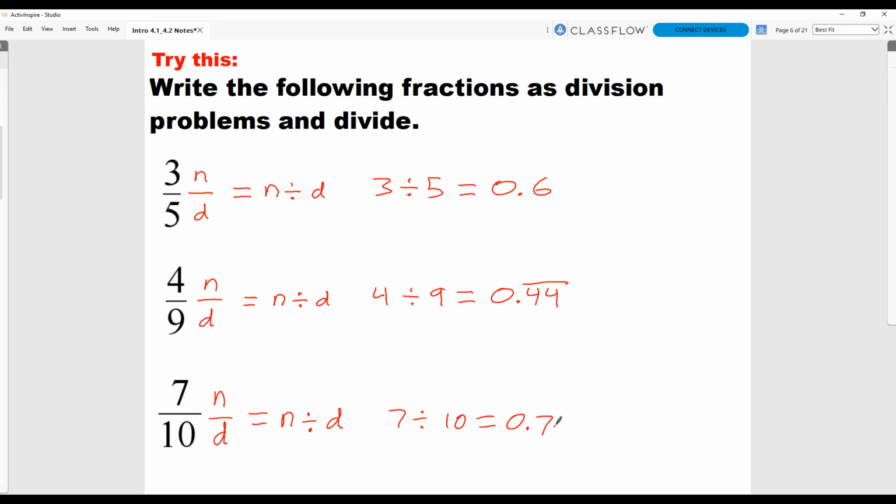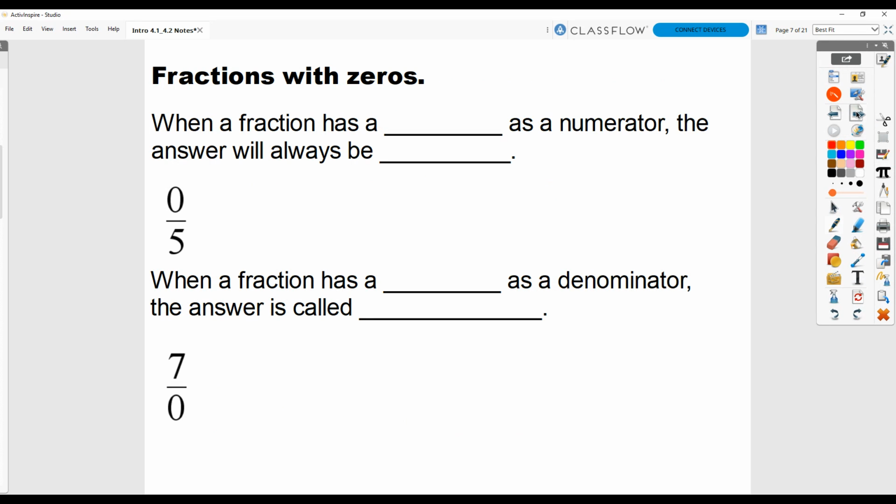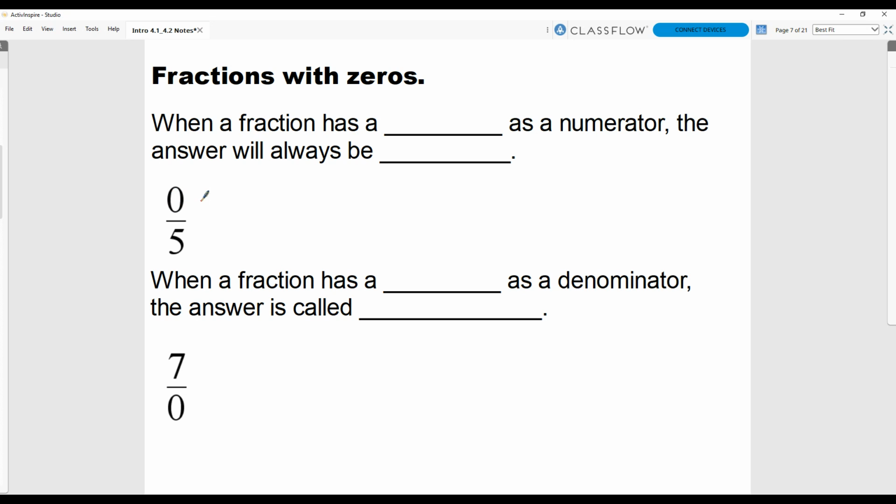There's our first part of 4.1. Let's talk about the next thing we're going to look at. And we're going to take a look at what happens when fractions have zeros. What type of answer do we get when we divide them? Okay, so let's take a look at the first thing that could happen. So notice we have a 0 up here on top, and on the top we have our numerator, and down below we have our denominator.